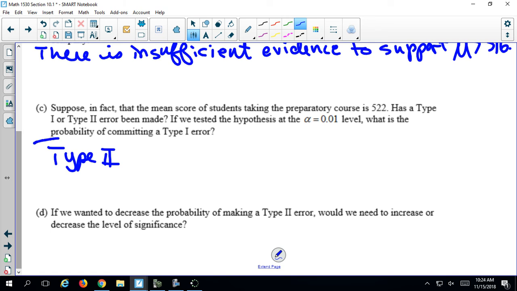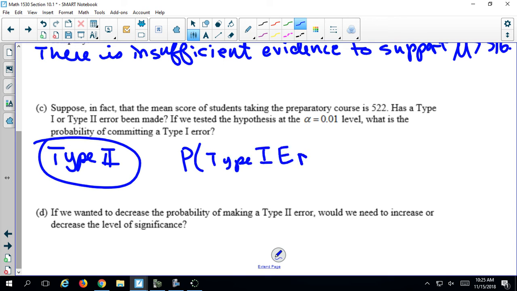If we tested the hypothesis at the 0.01 level of significance, what is the probability of committing a type 1 error? This is not a trick question. I actually told you the answer a few minutes ago. What's the probability of making a type 1 error if alpha is 0.01?